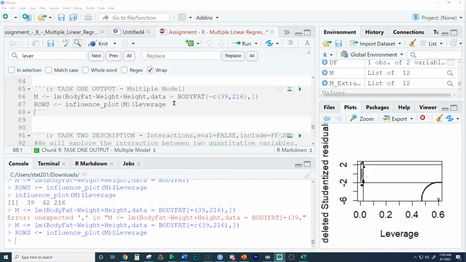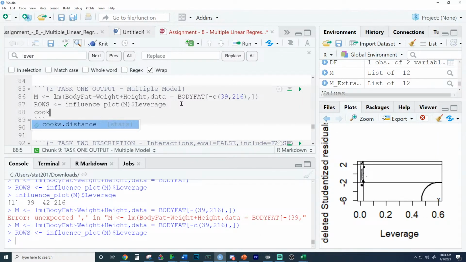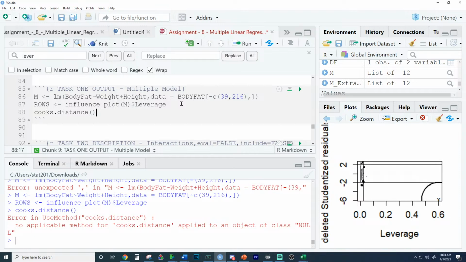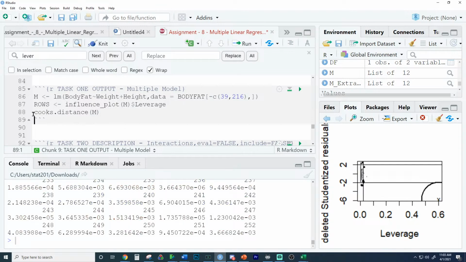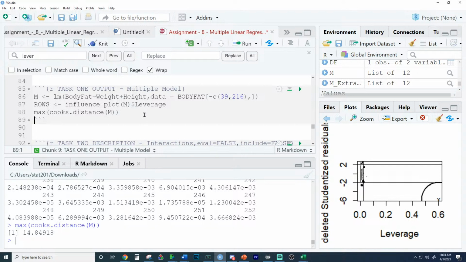Like, we can actually look at this. We don't need to look at this in our assignment. Cook's distance should be the influence. Yes, and let's go here to max of the Cook's distance, 14.